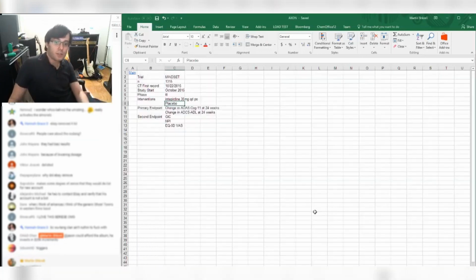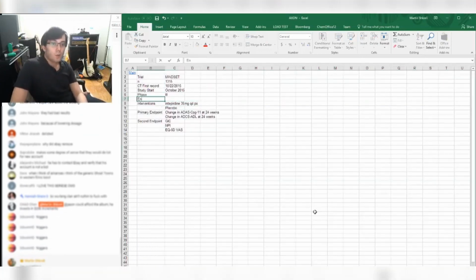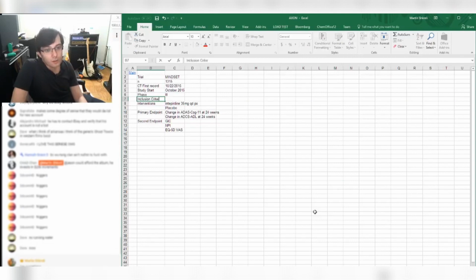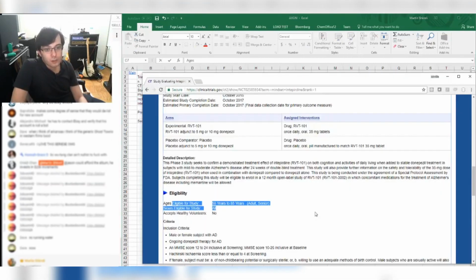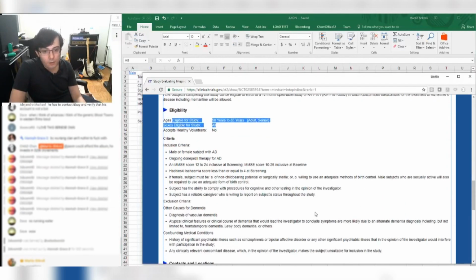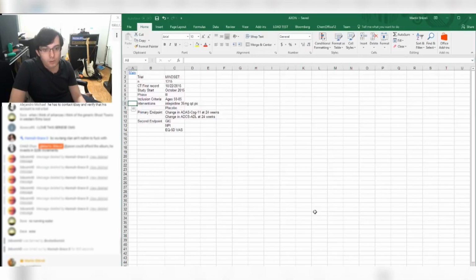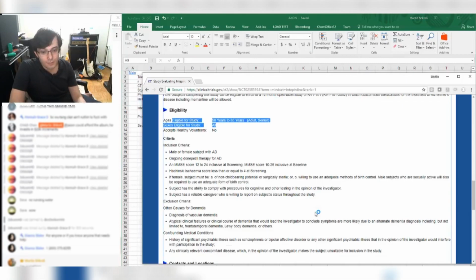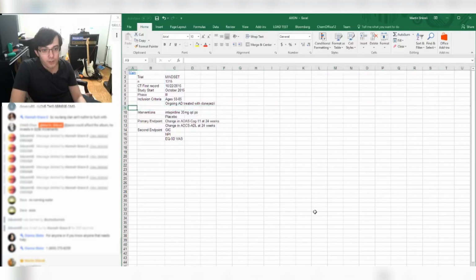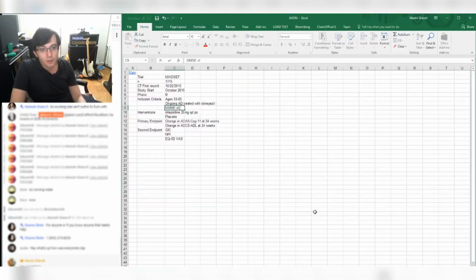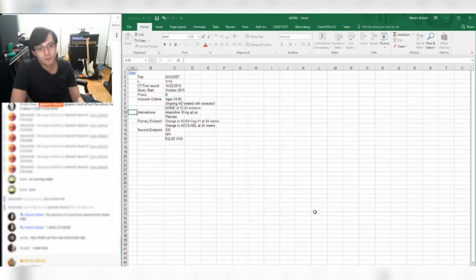So eligibility is pretty important. So say enrollment or inclusion criteria. Ages 50 to 85. Ongoing AD treated with donepezil. Very interesting here. MMSE of 12 to 24 inclusive. Very interesting.